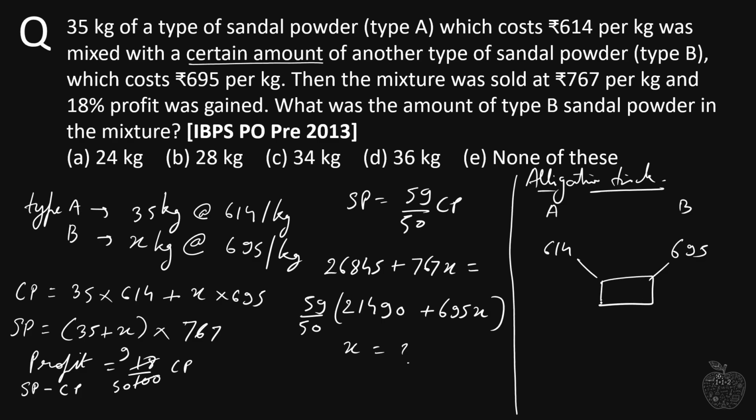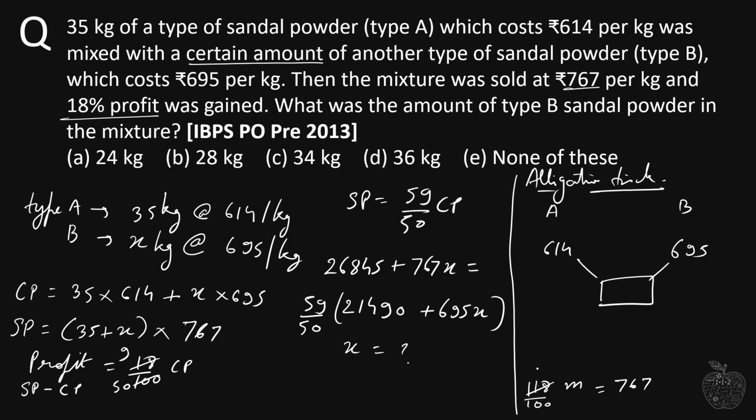So what will be the cost price of the mixture? We cannot write 767. This 767 is the selling price where 18% of the profit is gained, but we need the cost price of the mixture. So let's first calculate that. Let's assume that this M is the cost price of the mixture, right? Now this M is the entirety of 100%, and on this we get 18% of profit. So that means 118% of this M is equal to 767.